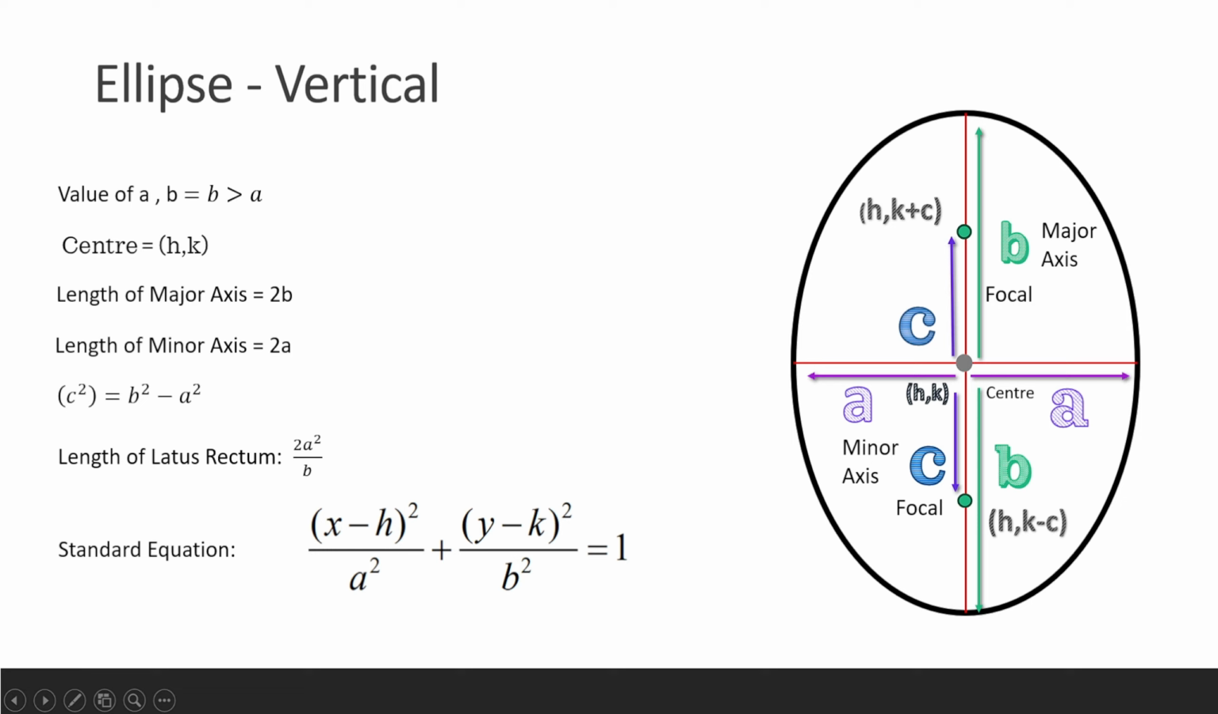Now, you may notice this line of text right here: length of latus rectum. The latus rectum is the line through the focal point right here. It will be parallel to the minor axis. The latus rectum is that length. You use the formula 2a squared over b to find it for a vertical one. For a horizontal ellipse, use the formula 2b squared over a instead.